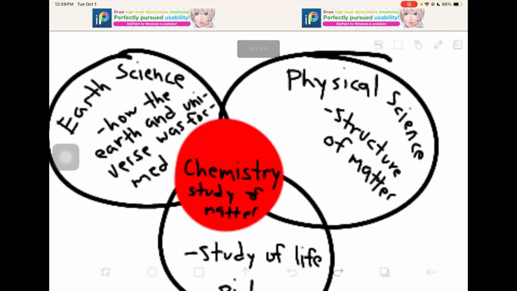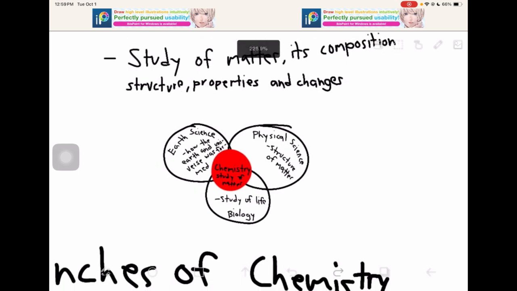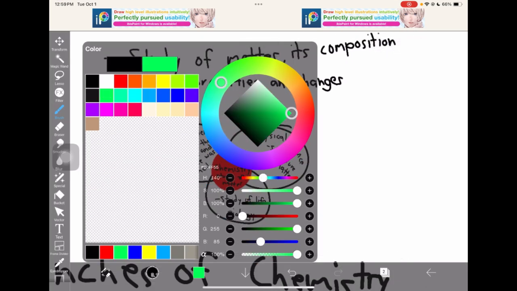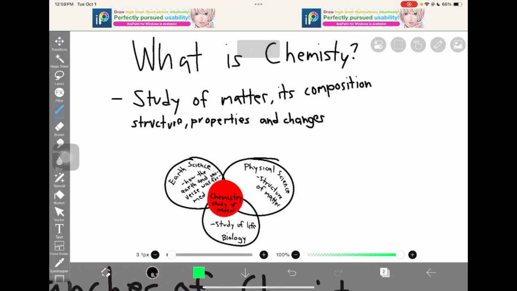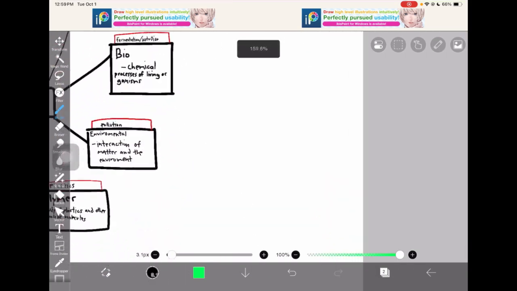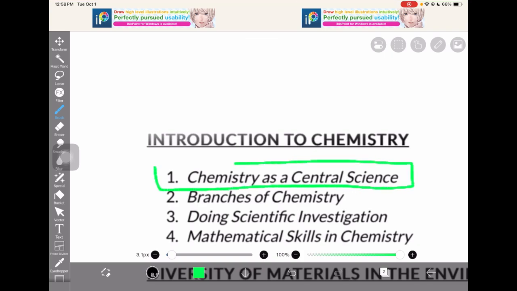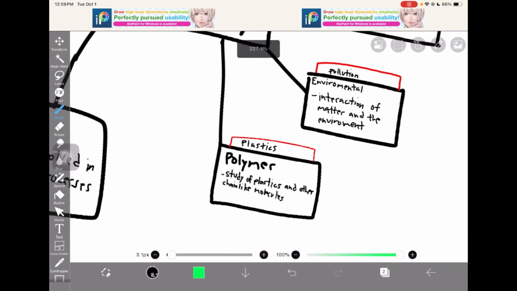It combines everything from these three fields, not just three fields, but every other field of science, and then it just studies matter's composition, structure, and changes. That's really it for this first pointer here. So when you're asked what is chemistry, it's just the study of matter and how it undergoes changes. It's just all the properties of matter. That's one down already. So next is branches of chemistry.